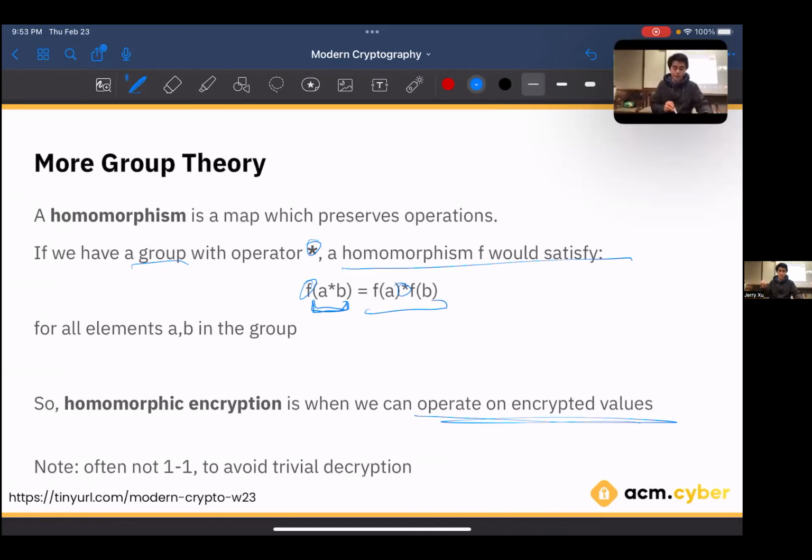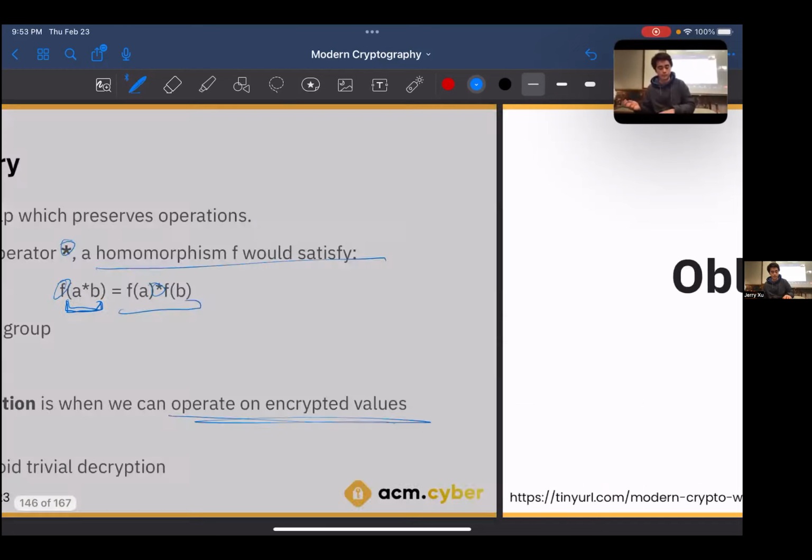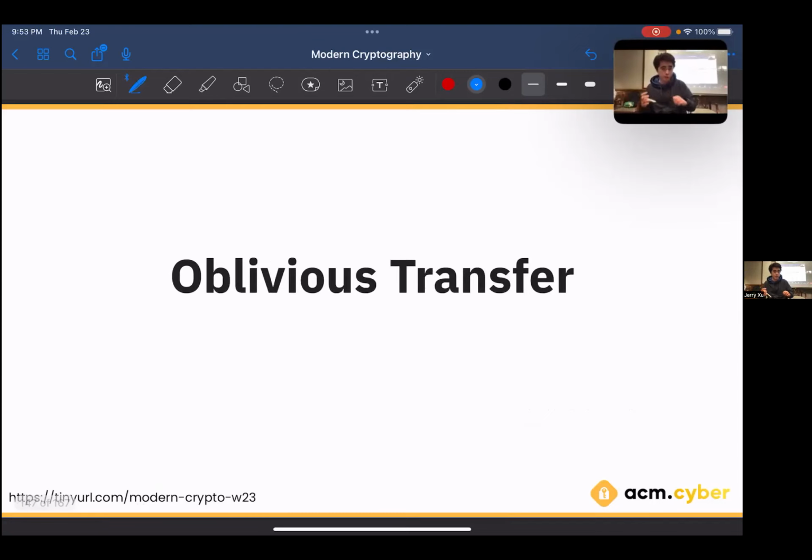And then another note is these are often not one-to-one in order to avoid trivial decryption, right? Like imagine I gave you an encryption key and you knew the field we were working on. You just go ahead and encrypt everything. And then if I give you an encrypted value, you know immediately what it is because you've already encrypted everything. So it's not one-to-one. There's going to be multiple encryptions of every value, so you don't know what I'm sending you when it's encrypted. But that's the main idea. So we're going to use this to build something really cool called oblivious transfer.